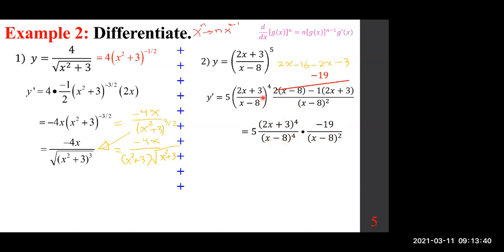If you saw it from here and you did that in one shot, more power to you. I just don't want anybody to get confused. So that's using, again, the extended power rule, the chain rule, you know, whatever you want to call that.